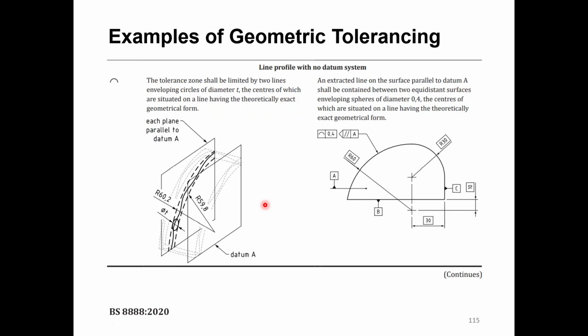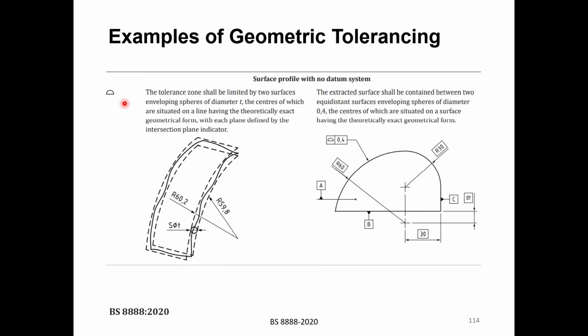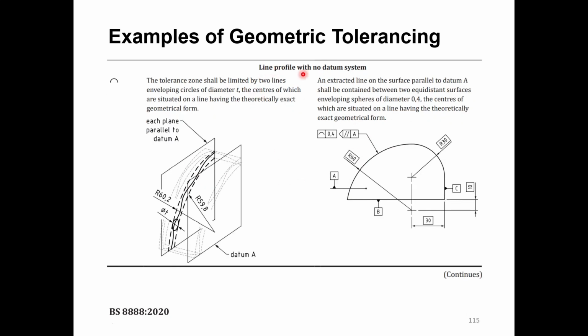Here, the line profile. If you compare this one to the previous one, if it has this horizontal line, it's a surface profile. We're talking about surface to surface. If you look from the top, you'll see a surface like this. But here we're talking about a line profile, so it's only a single line instead of the entire surface. Without this horizontal line, it means we're talking about just a line profile instead of a surface profile.